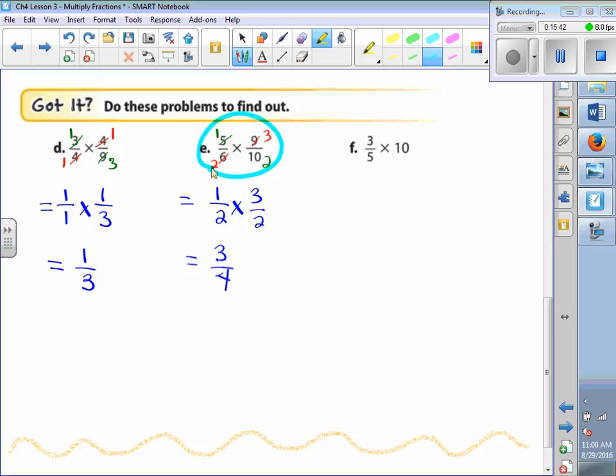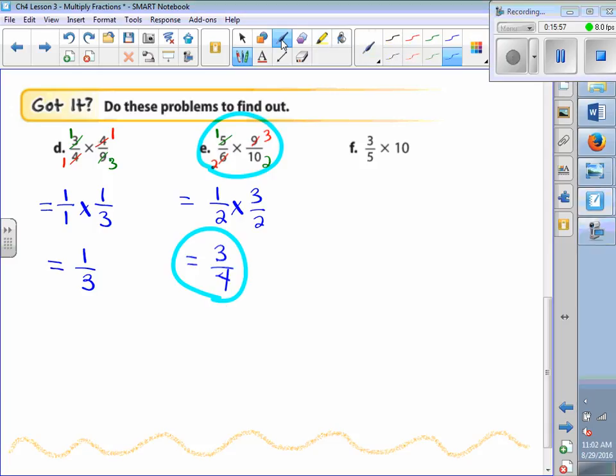Okay? I am okay with you guys going straight from this to this. If you're writing your simplifying nice and neatly and you can see it, you don't have to do this second step. You got it? All right.